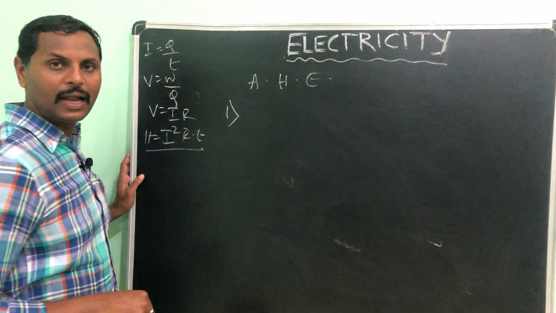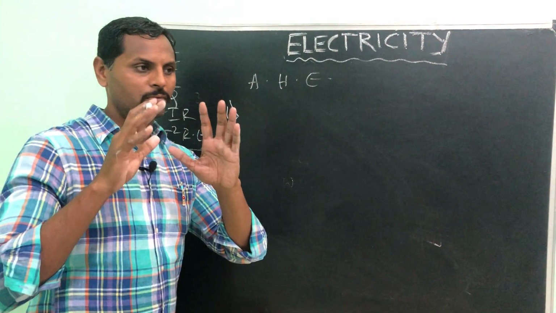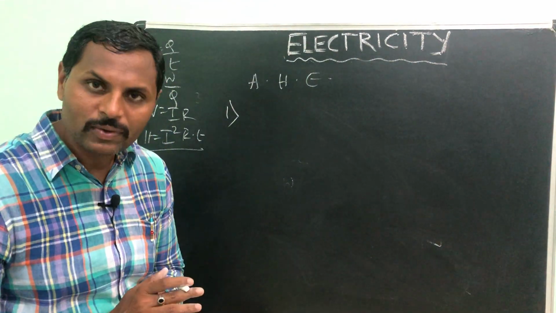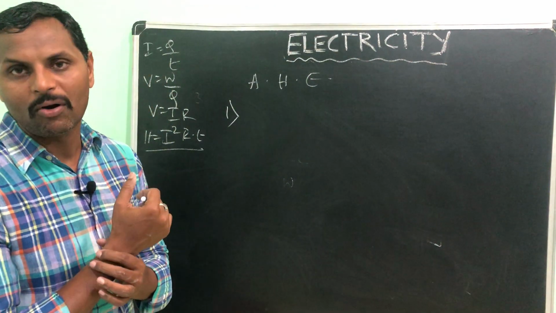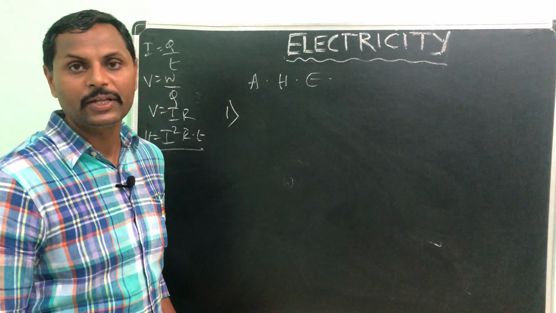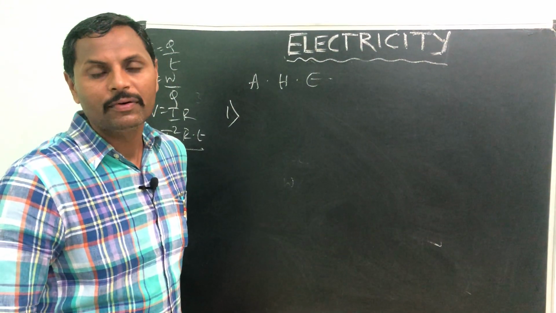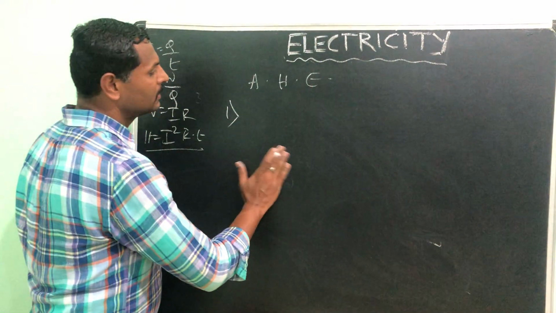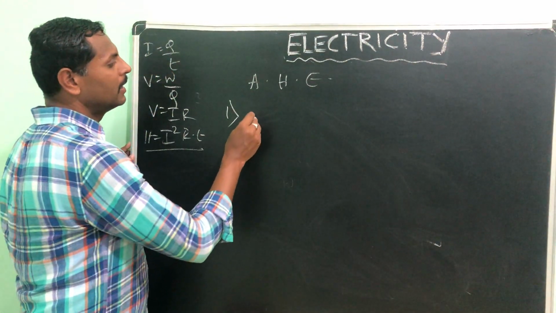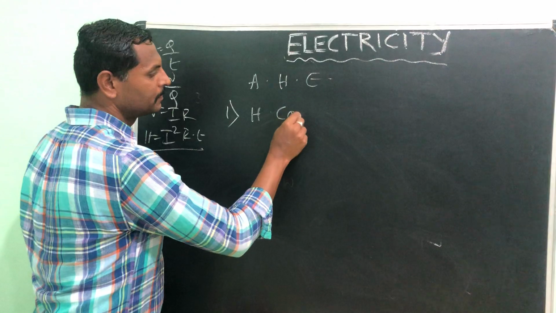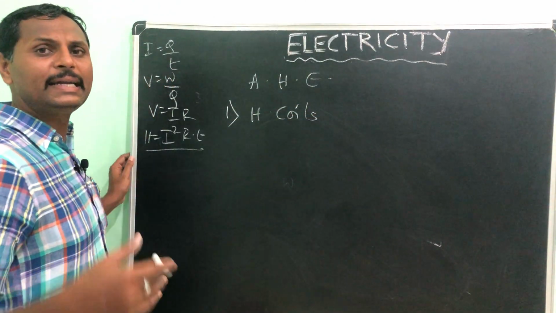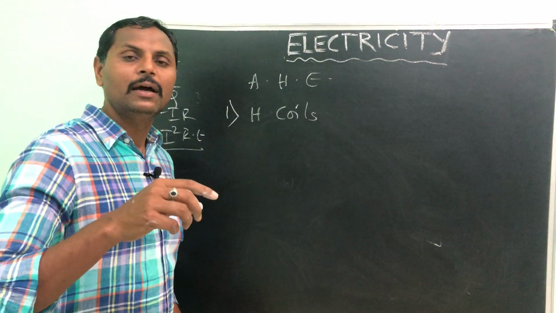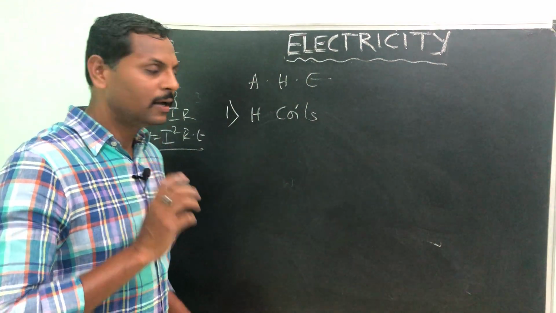Applications of the heating effect. First one, you know that in all the water boilers or heating coils, we are using it in an iron box, in a water boiler. We are using the heating effect. So I will take this as the first one, heating coils. It may be a water heating coil, or electric iron coil, or the electric cooker.